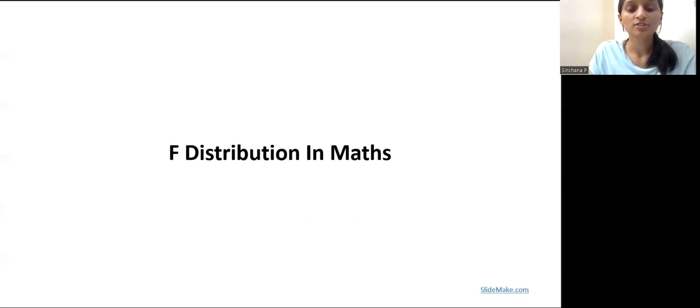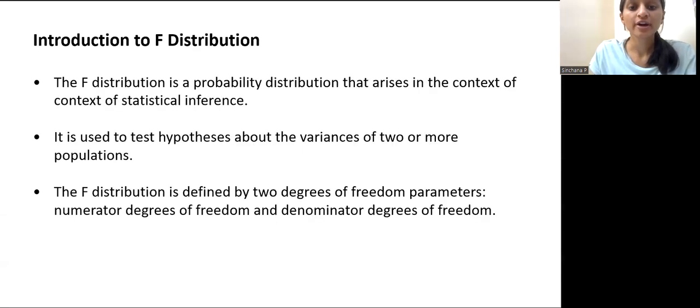Today I am here to present the topic F distribution in maths. Introduction to F distribution. The F distribution is a probability distribution that arises in the context of statistical inference. It is used to test hypotheses about variances of two or more populations. The F distribution is defined by two degrees of freedom parameters, numerator degrees of freedom and denominator degrees of freedom.